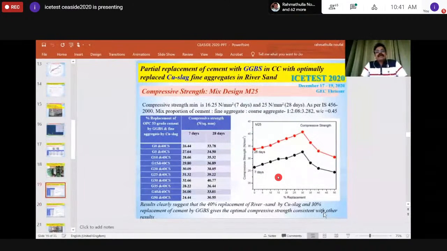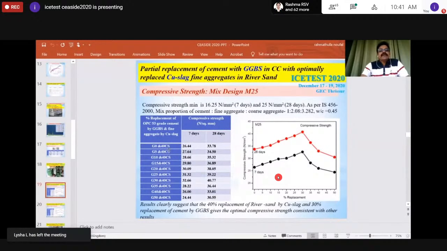So in this slide, you can see that for the mix design of M25, the percentage replacement of copper slag is kept constant at 40% in fine aggregate, and an increment of 5% is made in the replacement of cement with GGBS. For this replacement, the concrete cubes are cast and cured for 7 days and 28 days. Every increase in the replacement of GGBS increases this value. For M25 concrete, we get the maximum value at 30%.